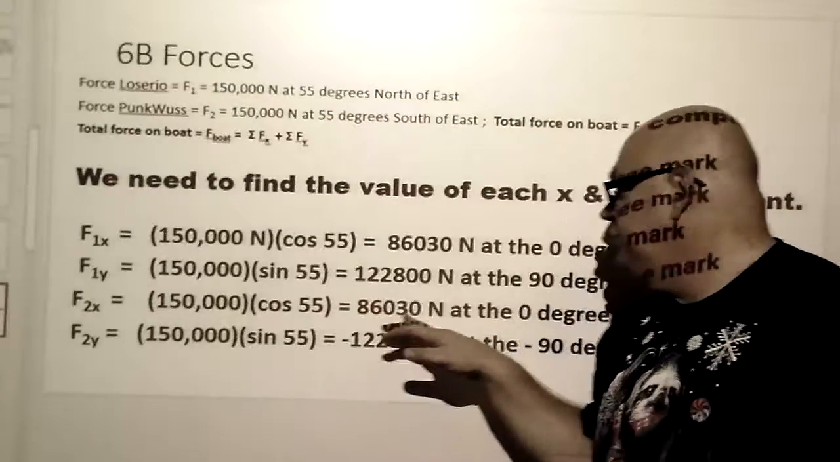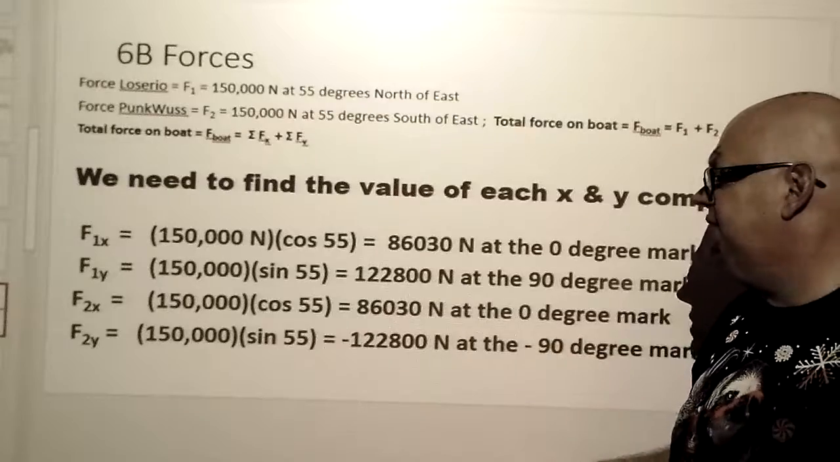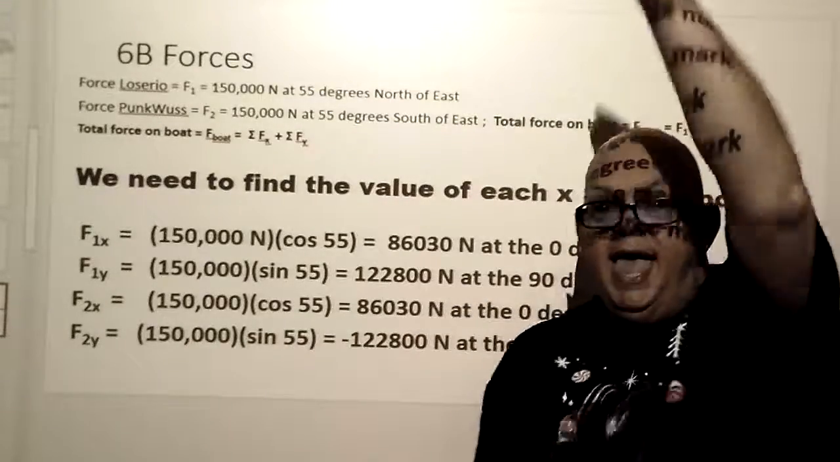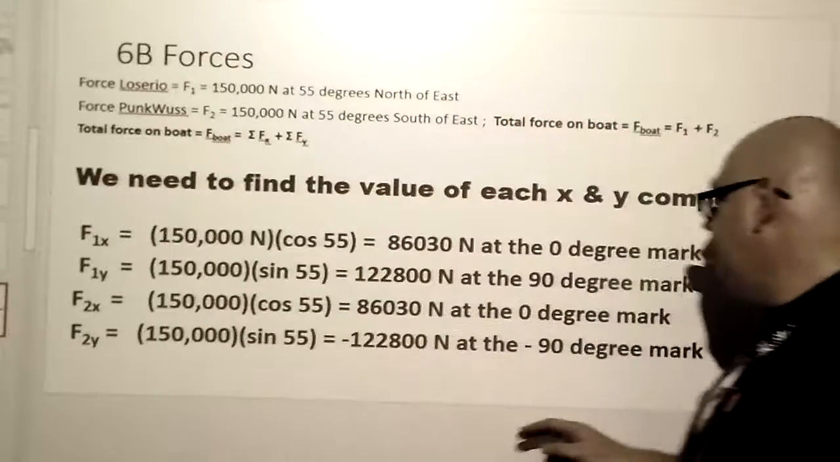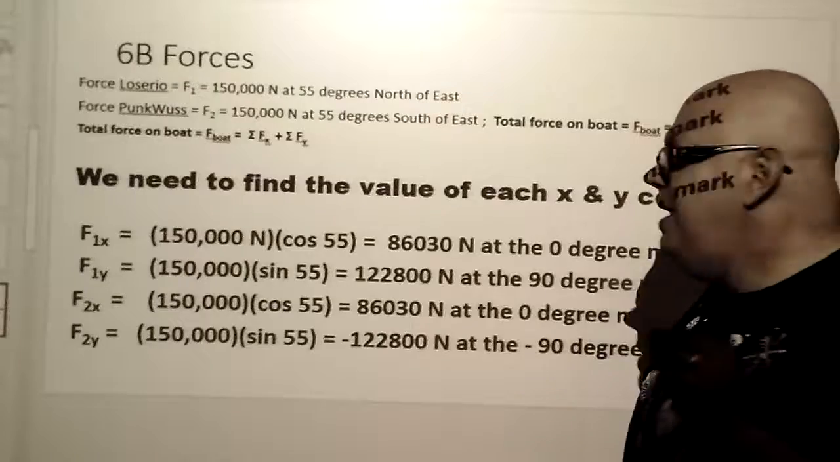Now with the F2x, we do the same thing. And look, we're going to get the same value as F1 in the x. We're also going to get the same value for F2 in the y. However, it is at the negative 90-degree mark because it's going downward, so that makes it negative.